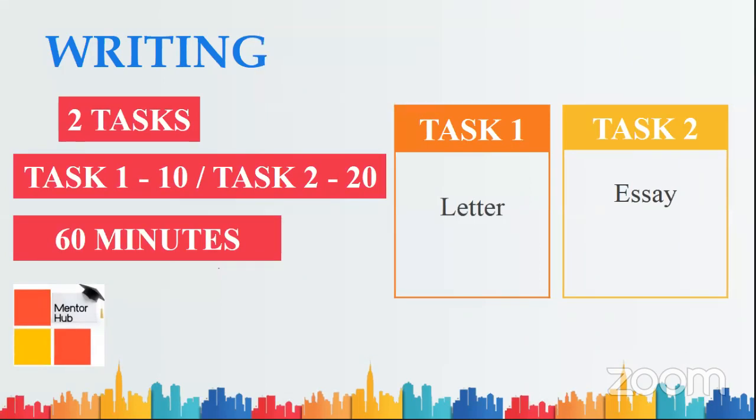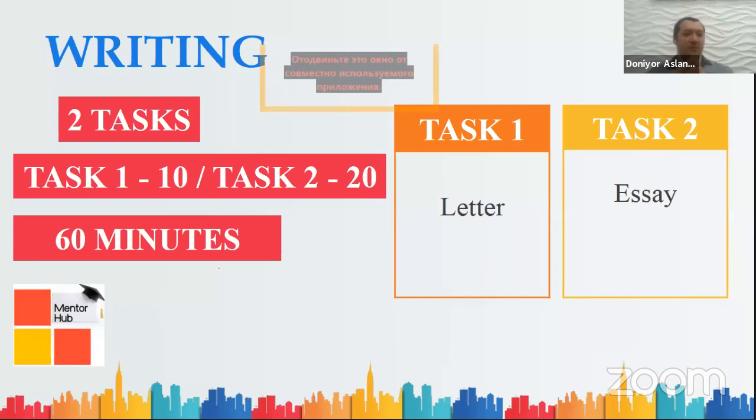You are given formal letters in task 1, and in task 2 you have essays to write. So for task 1 the candidates will be evaluated a maximum of 10 points, and for task 2 20 points. So is it possible to score 30 out of 30? Yes, like 9 in the IELTS exam.